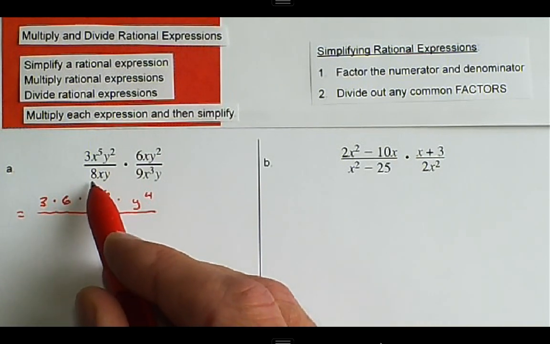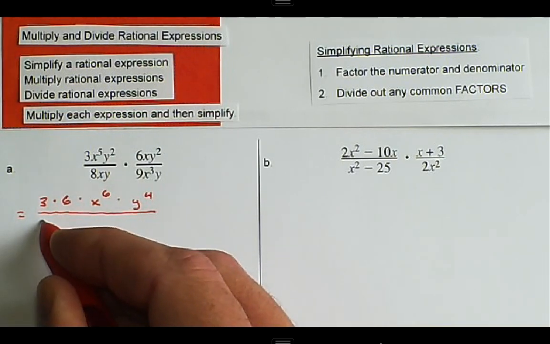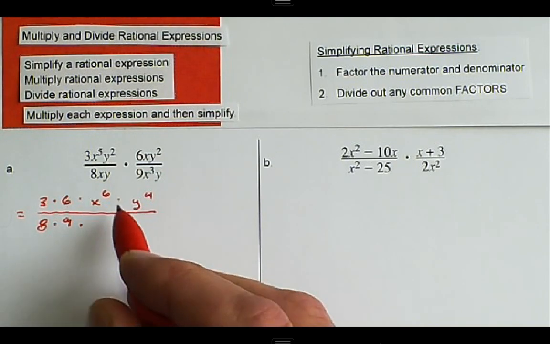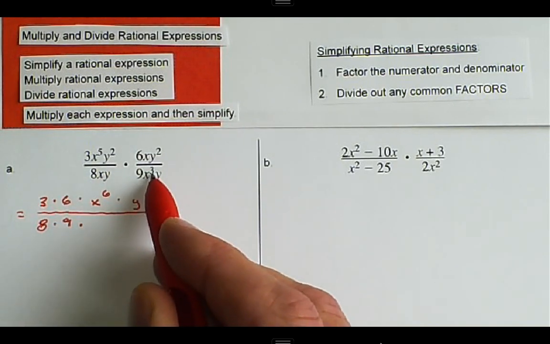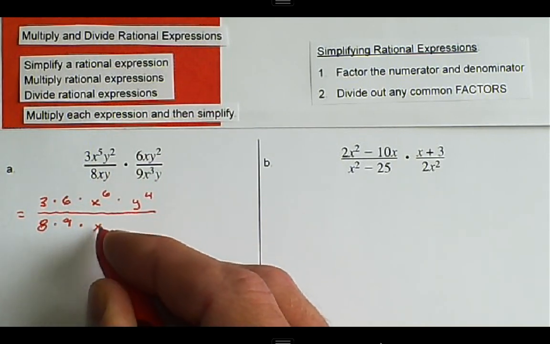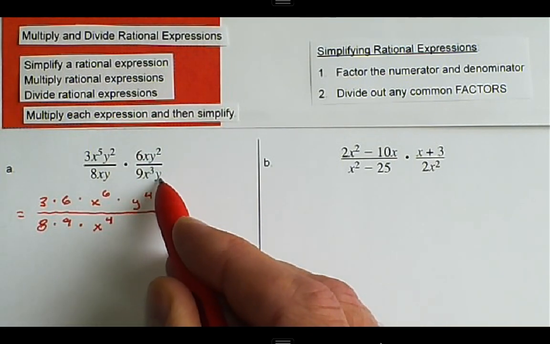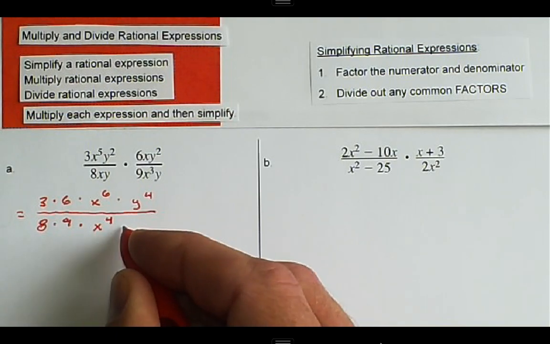Next, we look at the denominator, and we have 8 and 9. So I'm just going to write those down, 8 and 9. And then we have x to the 1st times x to the 3rd. Add those together, we get x to the 4th. And then y multiplied by y, that becomes y squared.